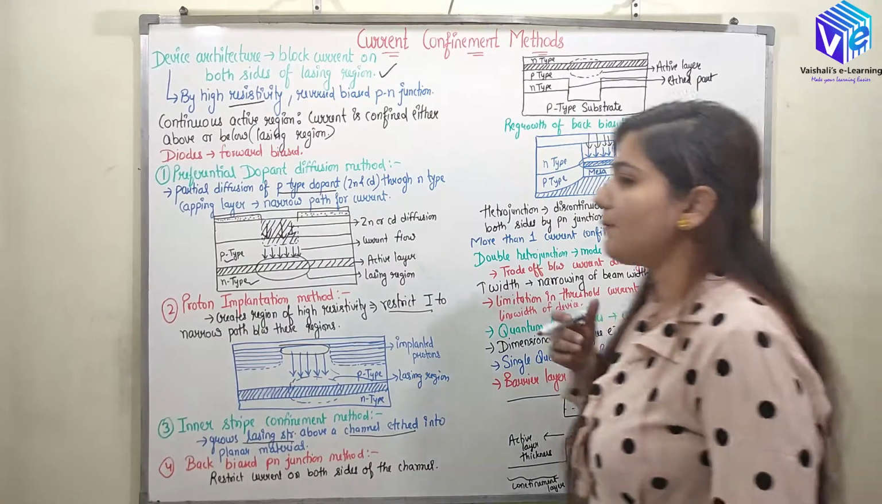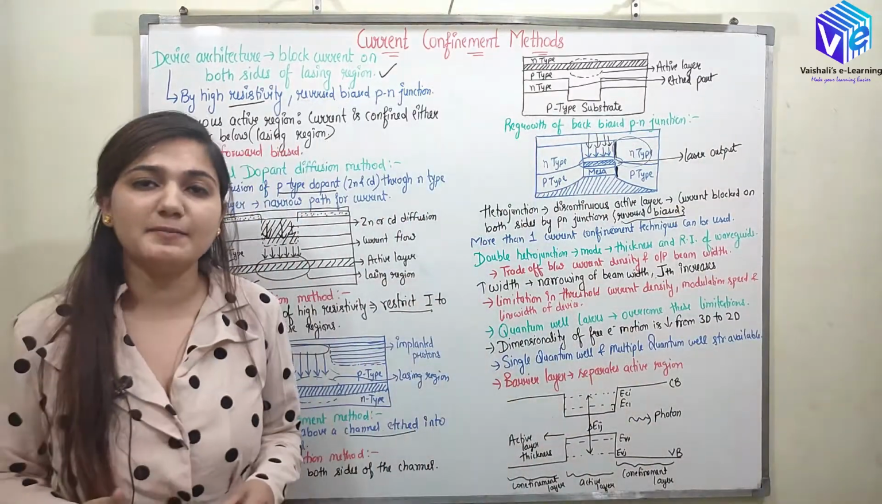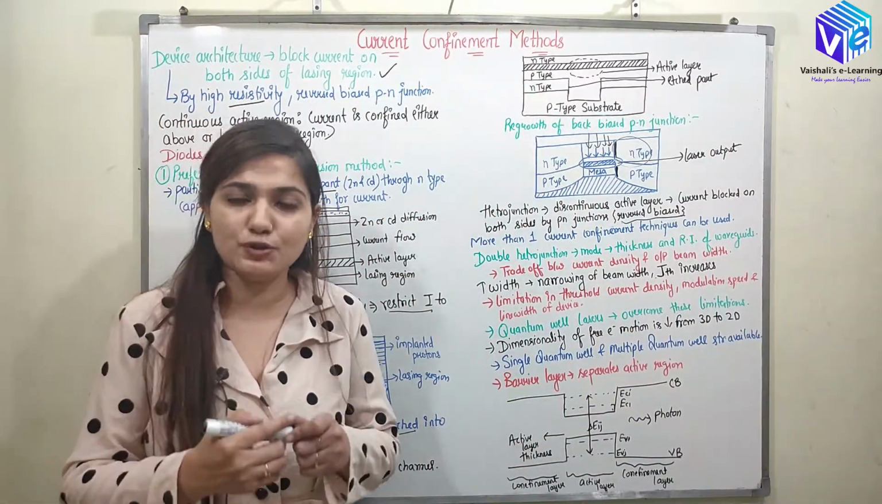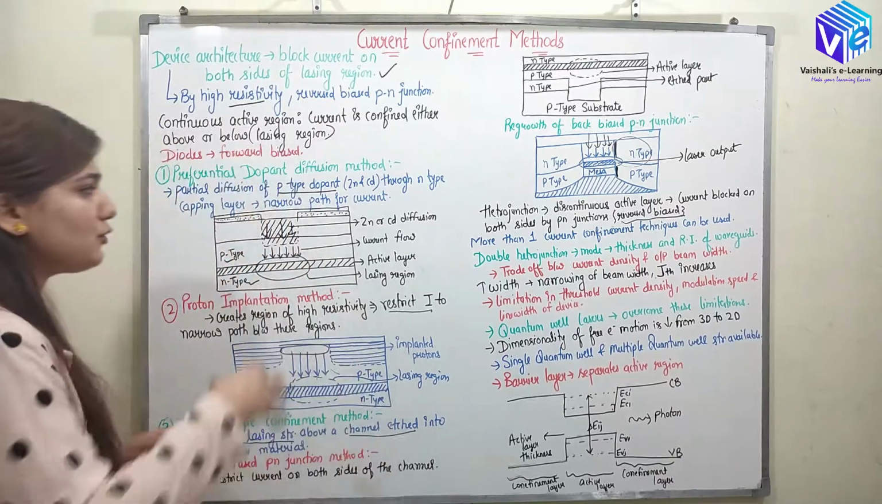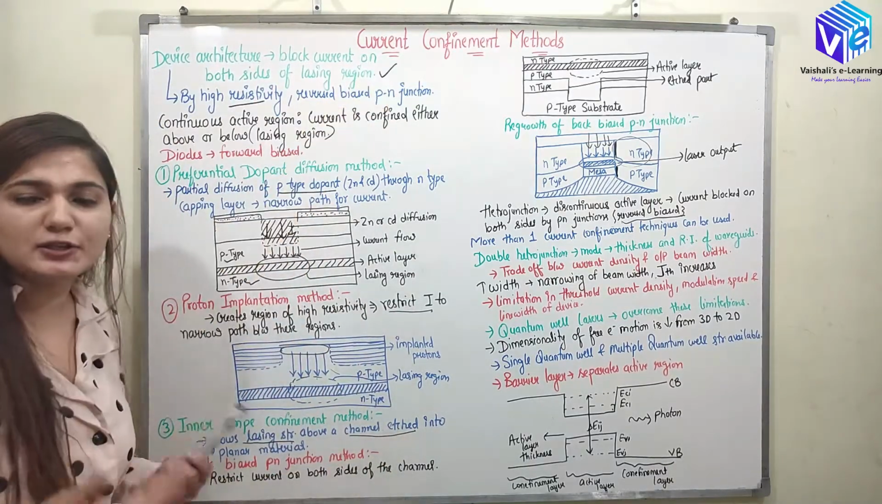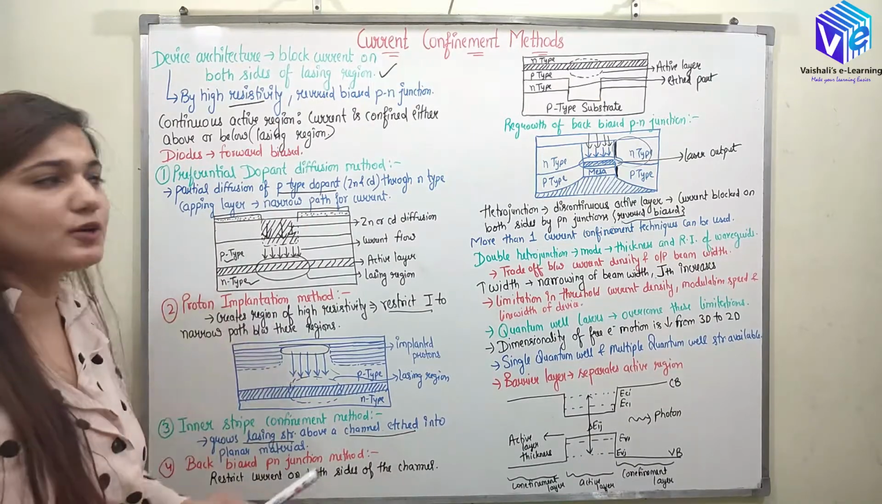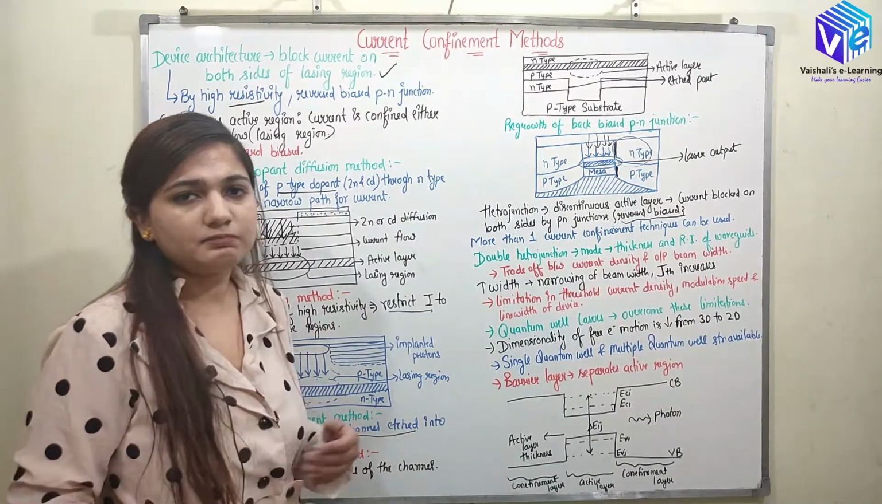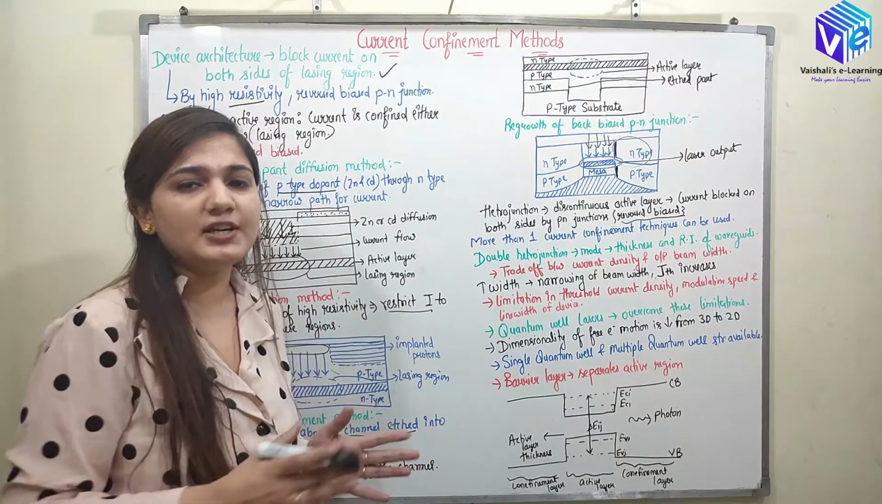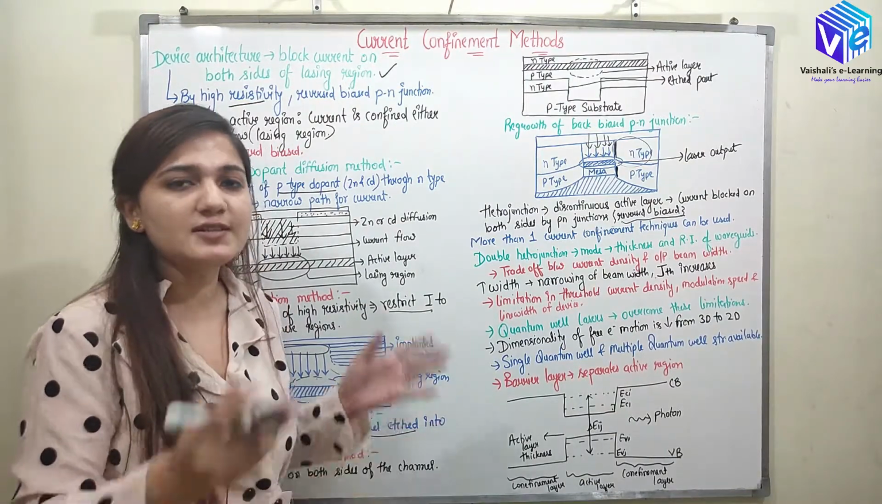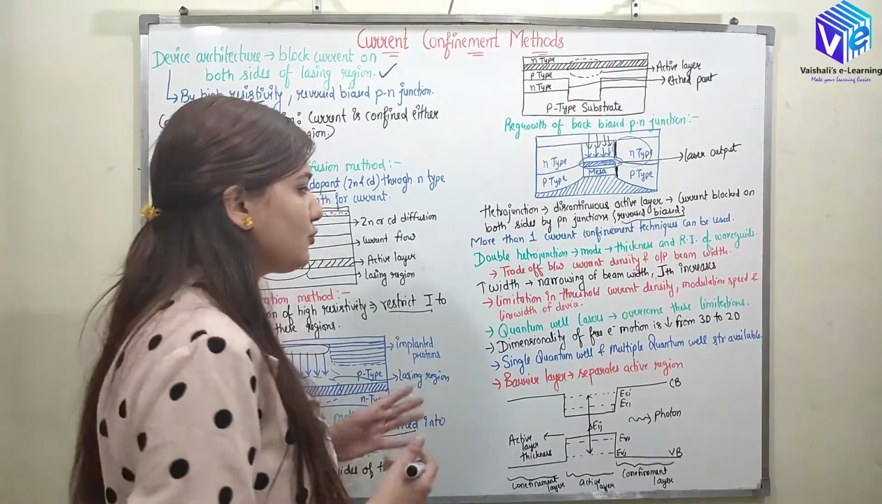Now we have more than one current confinement technique which can be used simultaneously. So I can use any two of these or any three of these simultaneously as well to confine more and more current, so that the threshold current density is going to decrease, and so that the power requirements are going to decrease.